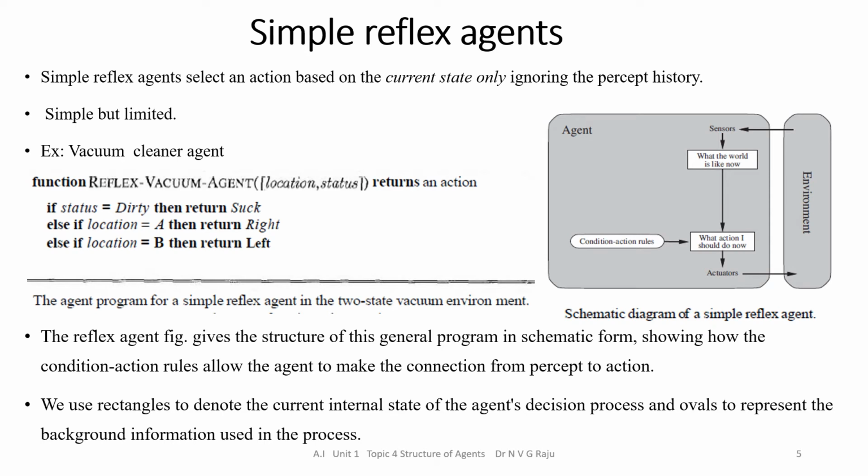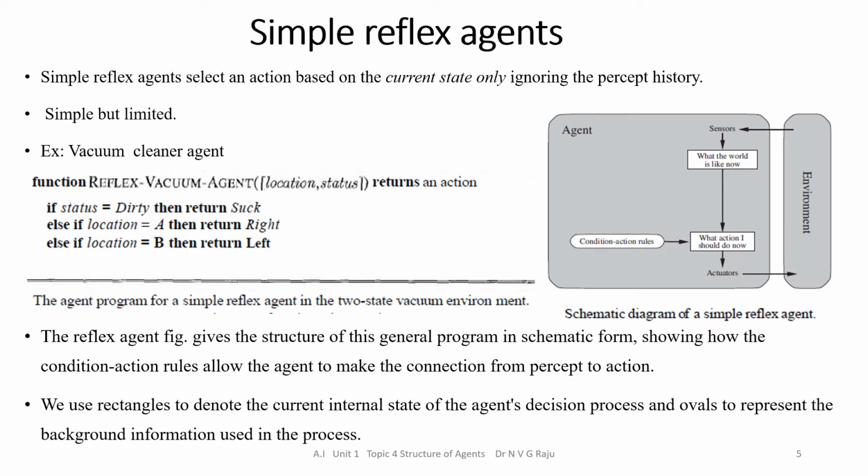Simple reflex agents select an action based on the current state only, ignoring percept history. In the schematic diagram of a simple reflex agent, the conditional action rules allow the agent to make a connection from percept to action. The diagram shows two kinds of symbols: rectangles show the current internal state and ovals show the background information. The sensors perceive the environment, identify what the world is like now, and the agent does actions based on conditional action rules.